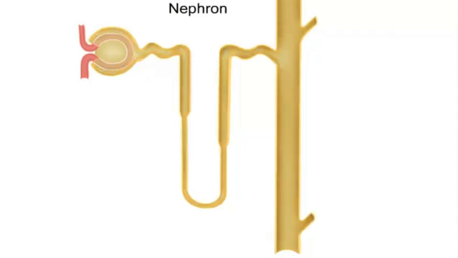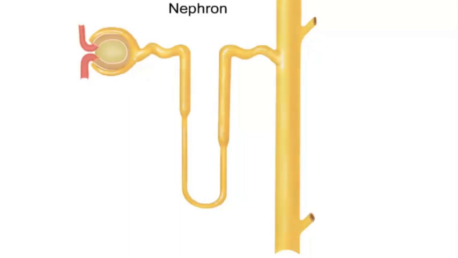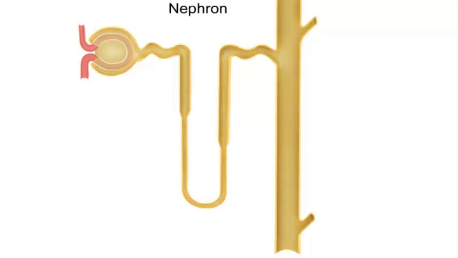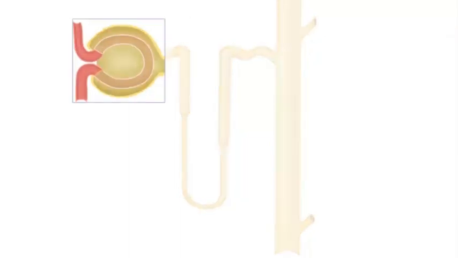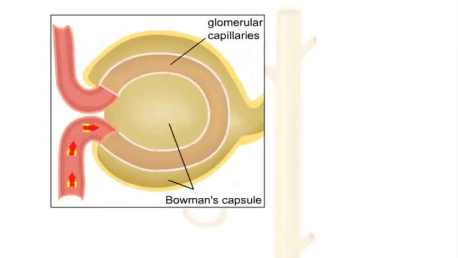Blood composition is altered by three primary mechanisms: filtration, tubular reabsorption, and tubular secretion. We'll examine each of these mechanisms in the context of the structures of the nephron. Filtration is the transport of materials and dissolved substances from the blood in the glomerular capillaries into the Bowman's capsule.